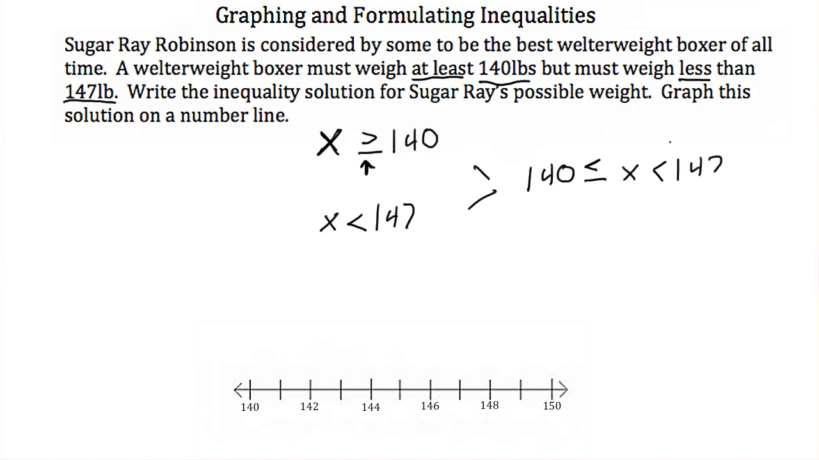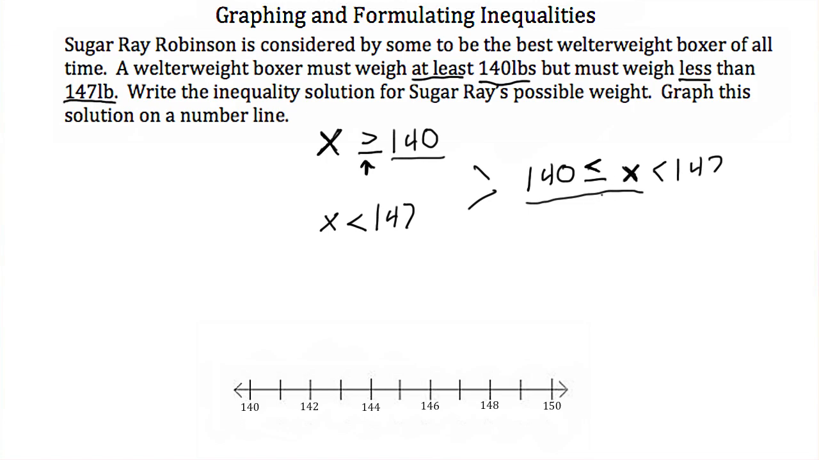Now notice, when I swap the X and the 140 on different sides of our inequality, I had to switch the inequality around. Remember, it always points at the smaller number, so here it was pointing at 140. So when I turn this around, it still has to point at the 140. This means that X is greater than or equal to 140. This means 140 is less than or equal to X. And if you think about it, that means the same thing.